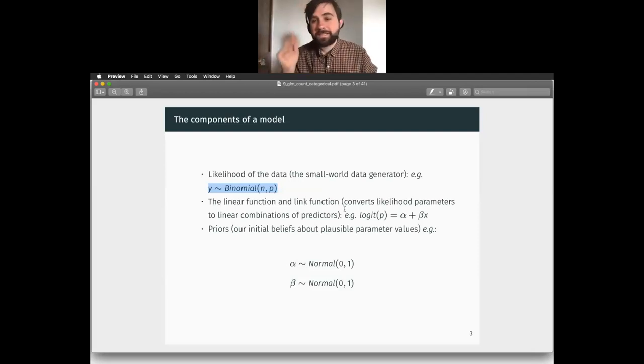So P is on a scale of 0 to 1, right? And so we need some function that will bound our line, which theoretically ranges from negative infinity to positive infinity. We need some function that will rescale that onto 0, 1.